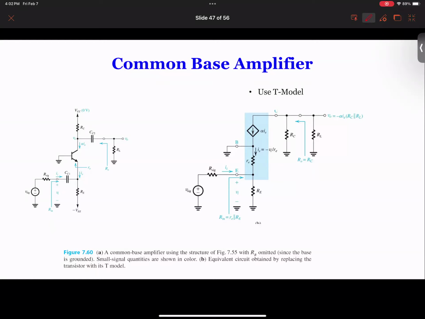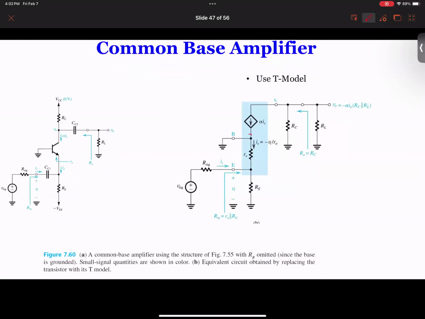To do the analysis of this one, what we do is we first of all find the input resistance at this point. The important thing to look at is that this point is ground. So therefore, we can redraw the circuit. Because this is ground, that's very important for this common base analysis. We can redraw the circuit to connect this to ground. So therefore, the circuit will become something like this.